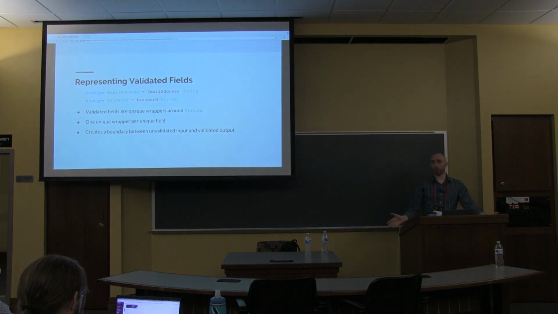So, how do we want to represent validated fields? We use a newtype. Newtype in PureScript works very similarly to newtype in Haskell. Really what it is, is an opaque wrapper around some kind of type that's already defined somewhere else in your code base. So in this instance, we're creating a new type called EmailAddress that just wraps a string. We're creating a new type called Password that also just wraps a string. And what newtype lets us do is create a boundary between the unvalidated basic input and the validated output that is explicitly stated to be this thing.